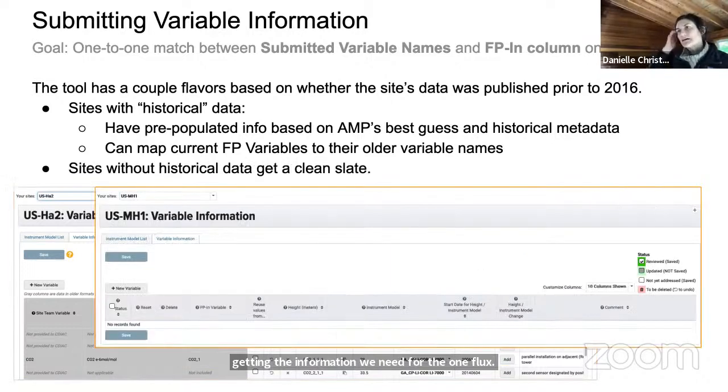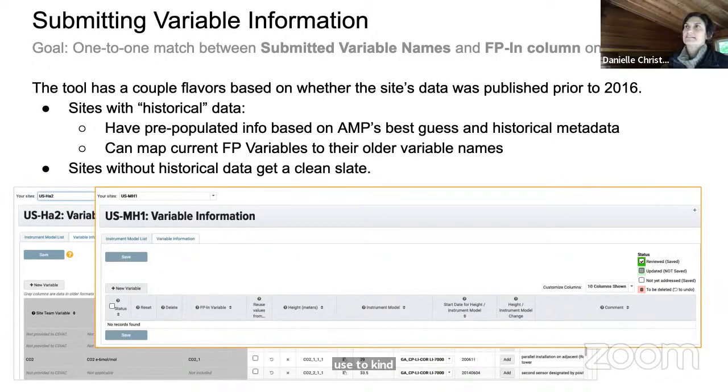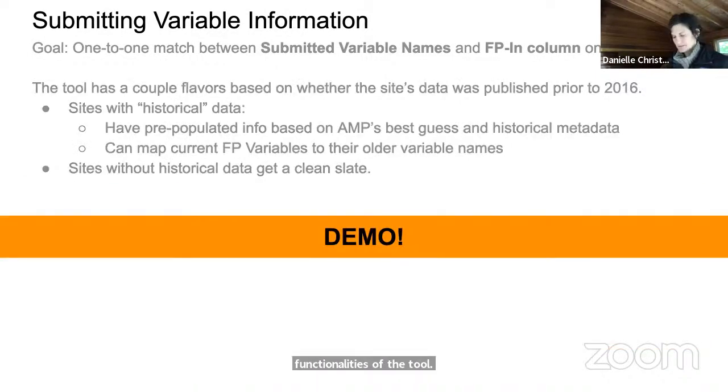So the second, for those of you with newer sites who have not had data published in the older system, you have a clean slate. You'll have no gray columns, and your variable tool will start off looking like this. And that's what we're going to use to demo the tool now, to walk through the different functionalities of the tool here.